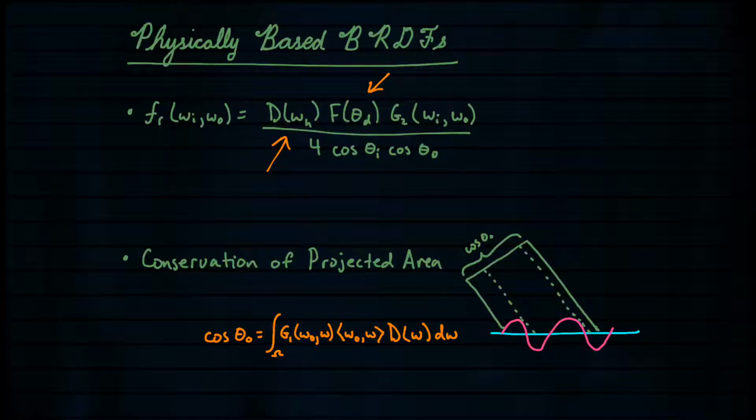And then we have the masking shadowing function. And you'll see this is G2 instead of G1, and what this means is that we're taking into account both the masking shadowing from the incoming direction and the masking shadowing from the outgoing direction. And then on the bottom, we are saying that it's in proportion to the cosine between the normal and the incoming direction of light, and the normal and the outgoing direction of light.